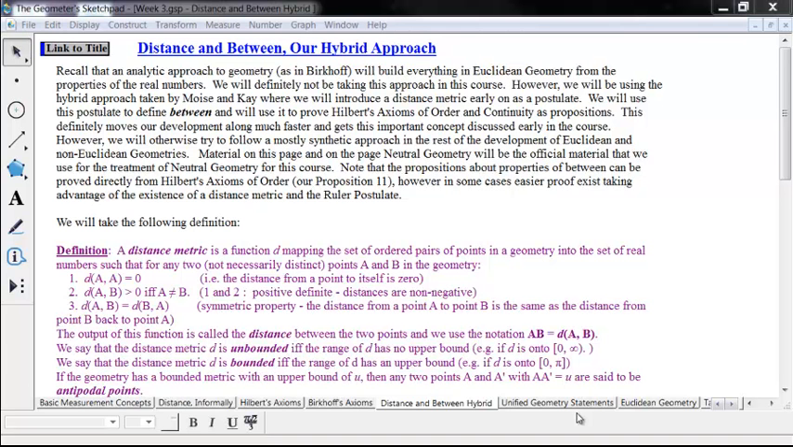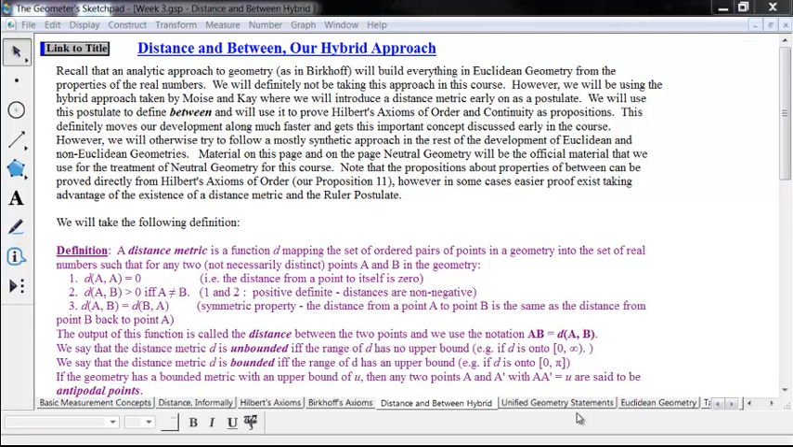However, we're still going to try to follow a mostly synthetic approach for most of the rest of our stuff. Now, after we prove Hilbert's axioms of order and continuity, you can, of course, use them. And, of course, you can actually prove many of the rest of the betweenness properties using those axioms. Well, they'll be propositions, part of a proposition, the way we're going to do it. But you can also sometimes get an easier proof if you go back to some of the results that we get from having a distance metric.